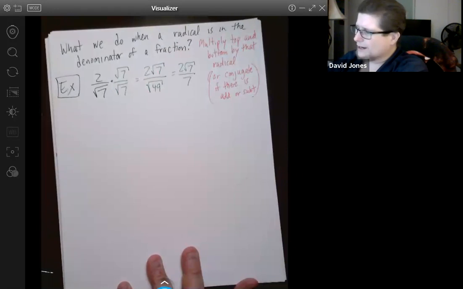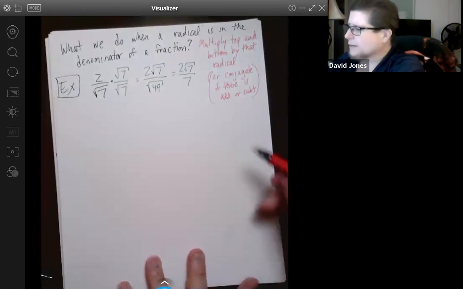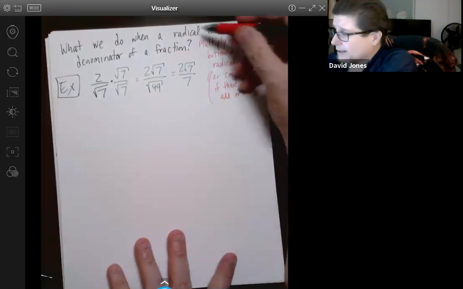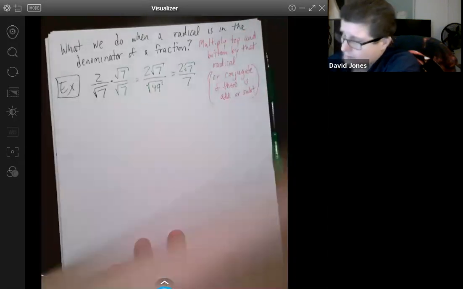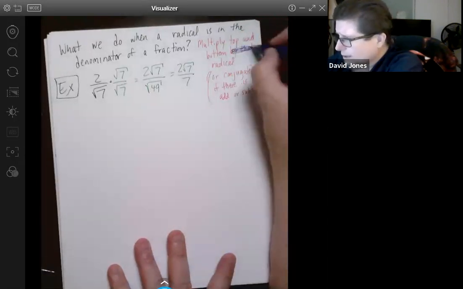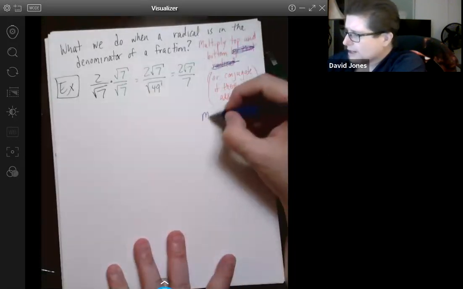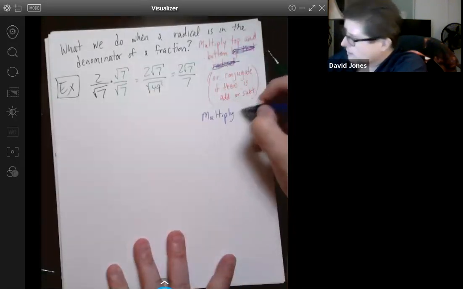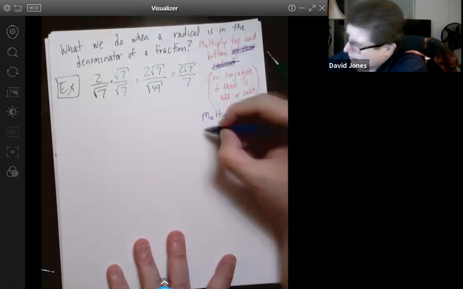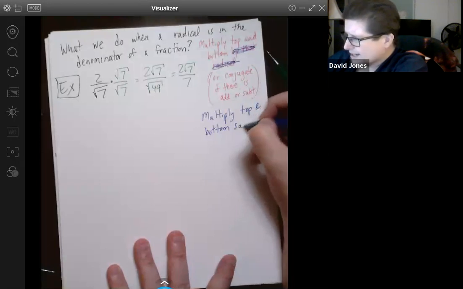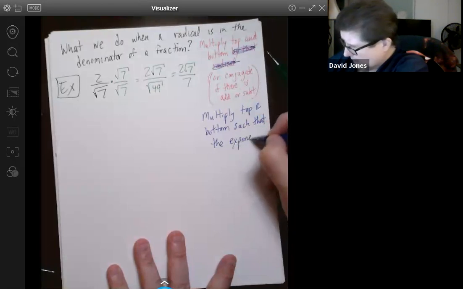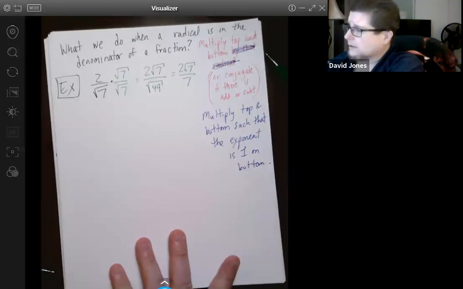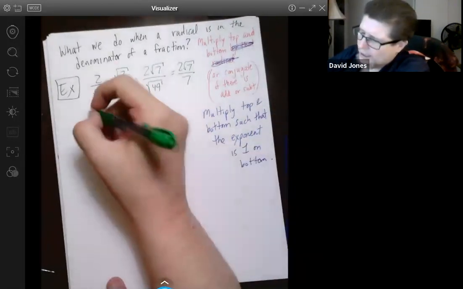Sometimes maybe multiplying top and bottom by that radical is not the best answer. Let me rephrase that. Multiply top and bottom such that the exponent is 1 on bottom. And the reason why, well, this one works just fine.